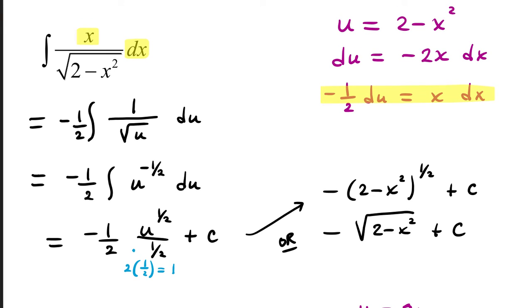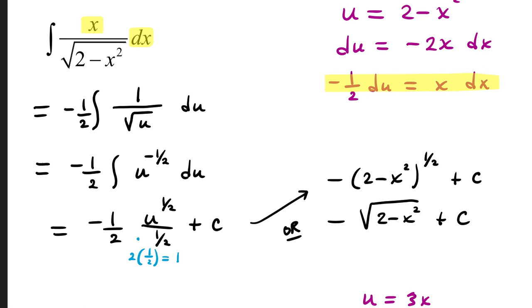The next example we covered in class, we had the integral of x over square root of 2 minus x squared dx. This time we have 2 minus x squared under a radical. Now it's still grouped together, so let's start with that as our substitution. We'll let u equal 2 minus x squared.